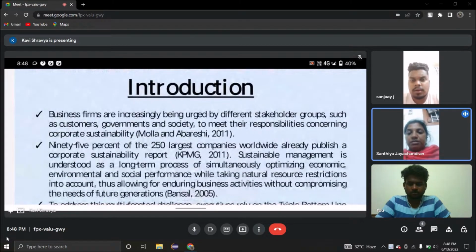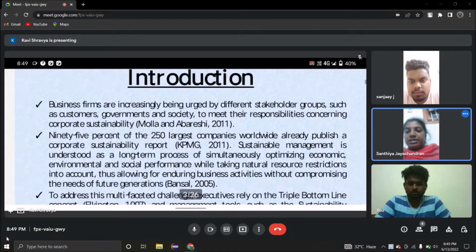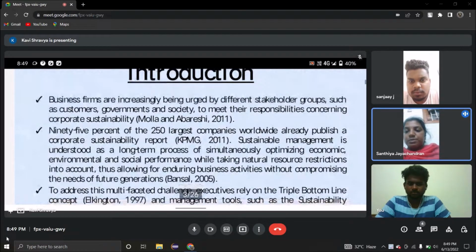At first, we have the introduction. Business teams are increasingly being urged by different stakeholder groups such as customers, governments, and society to meet their responsibilities concerning corporate sustainability. 95% of the 250 largest companies worldwide already publish a corporate sustainability report.